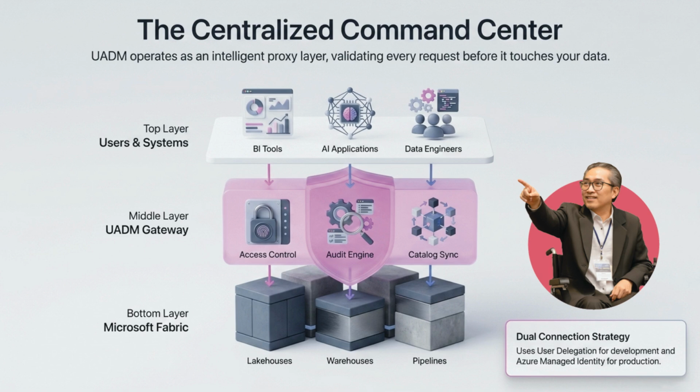Next, I'd like to introduce the centralized command center. Here, UADM operates as an intelligent proxy layer. Think of it as your digital gatekeeper. Before any request from your systems touches your data in Microsoft Fabric, UADM validates it through our access control and audit engines. What makes this truly powerful is our dual connection strategy. We use user delegation for flexibility in development, and Azure Managed Identity for maximum security in production. With UADM, you get full control without sacrificing speed.